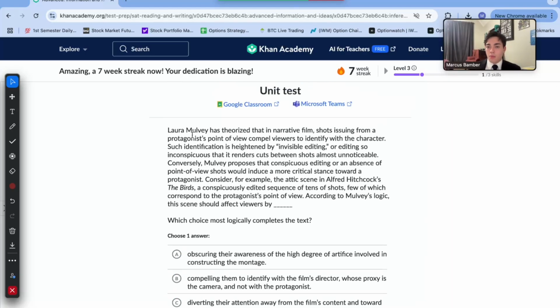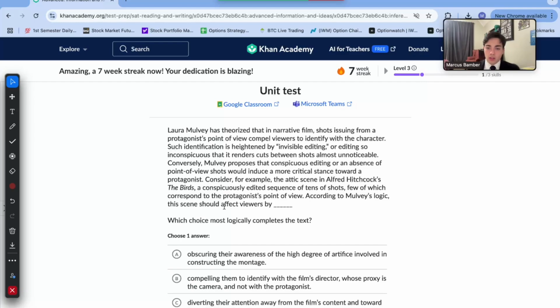All right, so Laura Mulvey has theorized that in narrative film, shots issuing from a protagonist's point of view compel viewers to identify with the character. Such identification is heightened by invisible editing, or editing so inconspicuous that it renders cuts between shots almost unnoticeable. Conversely, Mulvey proposes that conspicuous editing, or an absence of point of view shots, would induce a more critical stance towards a protagonist. For example, the attic scene in Alfred Hitchcock's The Birds, a conspicuously edited sequence of tens of shots, few of which correspond to the protagonist's point of view.